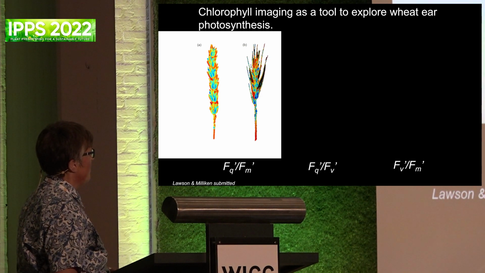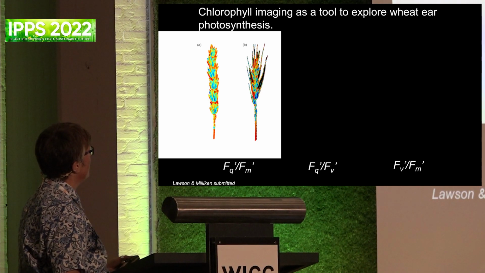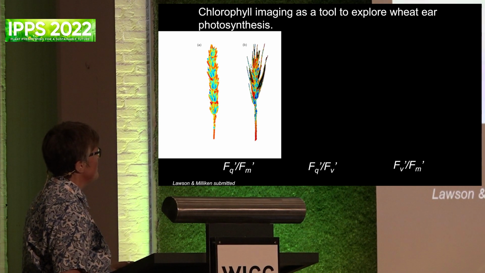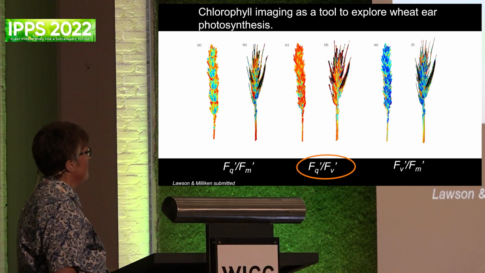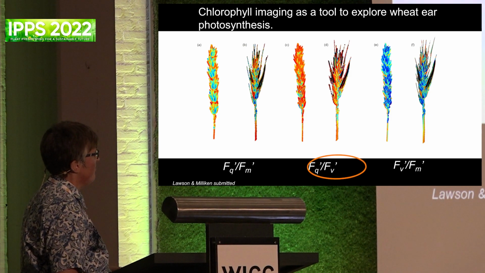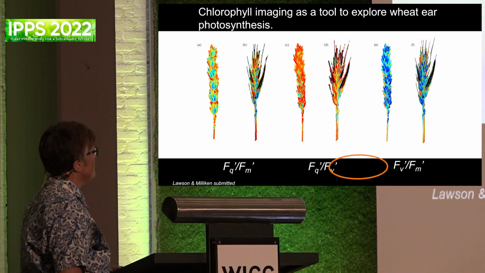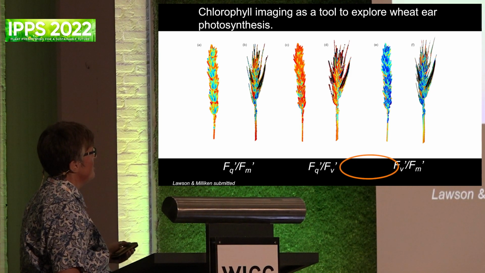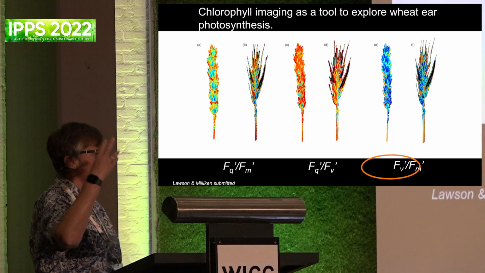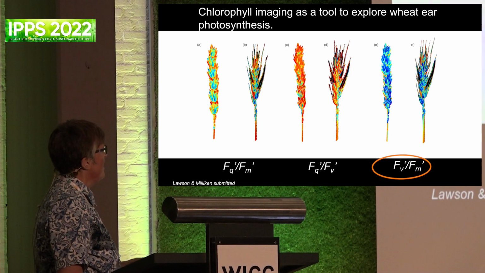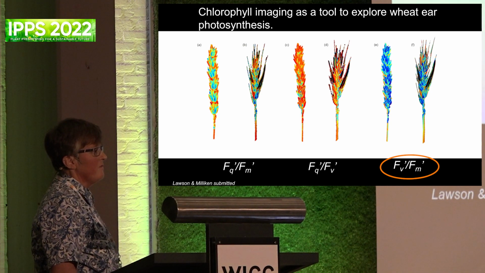We can measure the operating efficiency of PSII, or ΦPSII, Fq'/Fm', whatever you want to call that. But what's really nice in the imaging system as well is that we can break that down into two quenching parameters. This parameter here, Fq'/Fv', is mathematically equivalent to qP, which might be more familiar to some of you. So this gives us an indication of the downstream sinks for photosynthesis, so the electrons that are taken away from photosystem II. And then Fv'/Fm' gives us an indication of non-photochemical quenching.